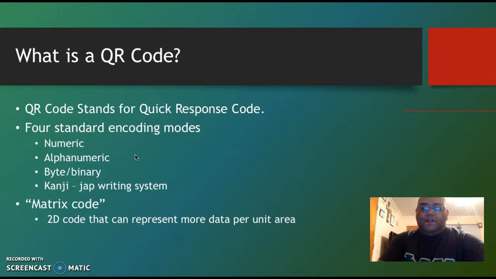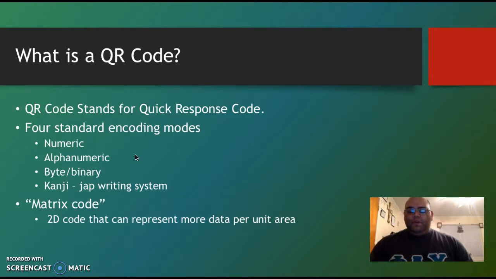A QR code stands for Quick Response Code. They all have 4 standard modes in them: numeric, alphanumeric, binary, and kanji, which is a Japanese writing system. QR codes are also called matrix codes. It's a 2D code that can represent more data per unit area.